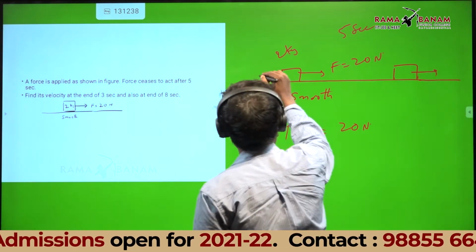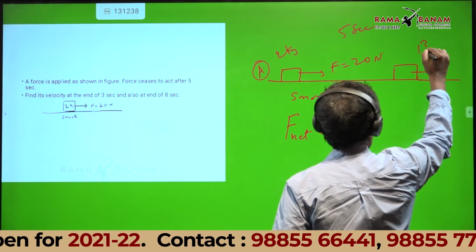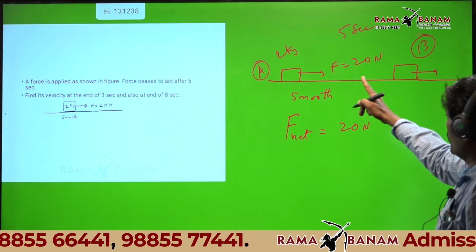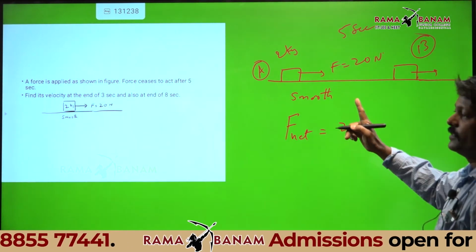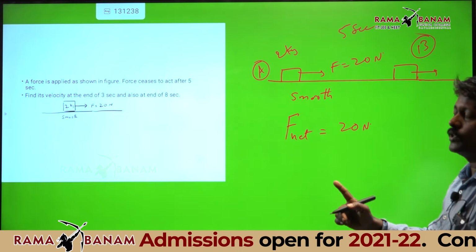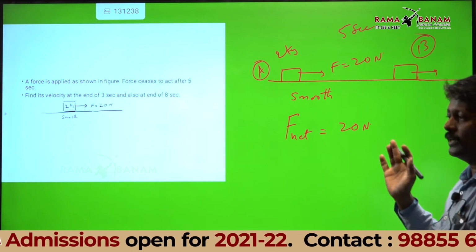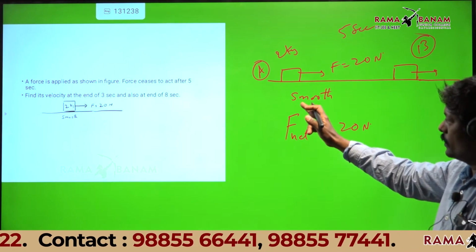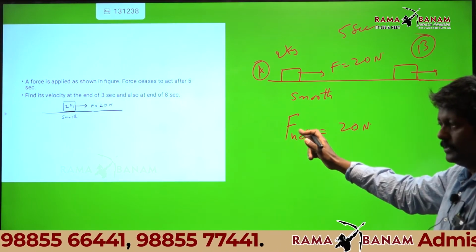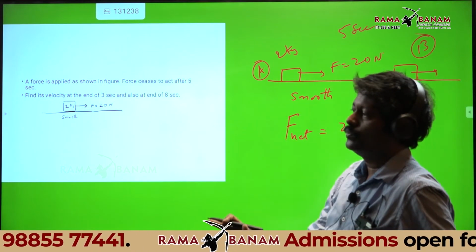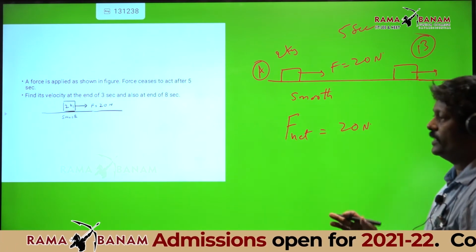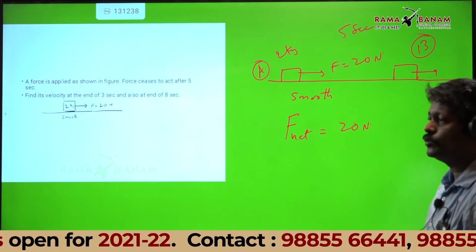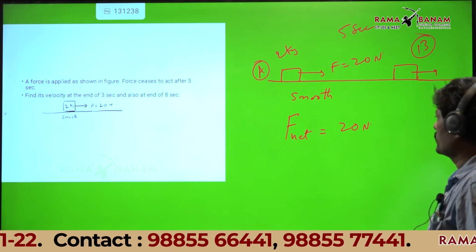Whatever velocity the body attained, this is A, this is B, at the end of 5 seconds, it will continue with the same velocity forever. Once again, whatever velocity it acquires at the end of 5 seconds, the body will continue to move with the same velocity. That is Newton's first law. In the first class I told this model, but again some new students are there, so again I am repeating this.